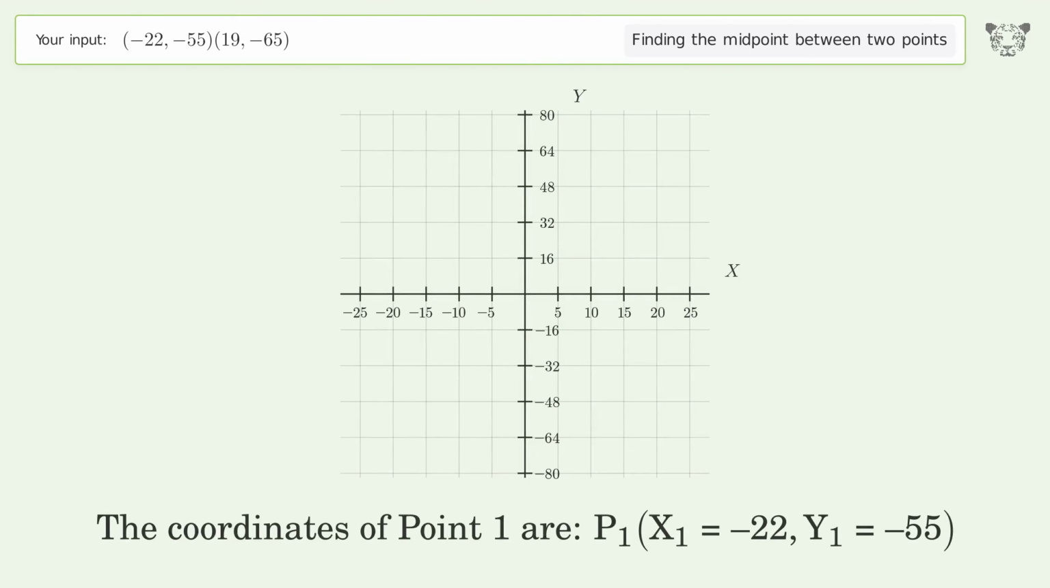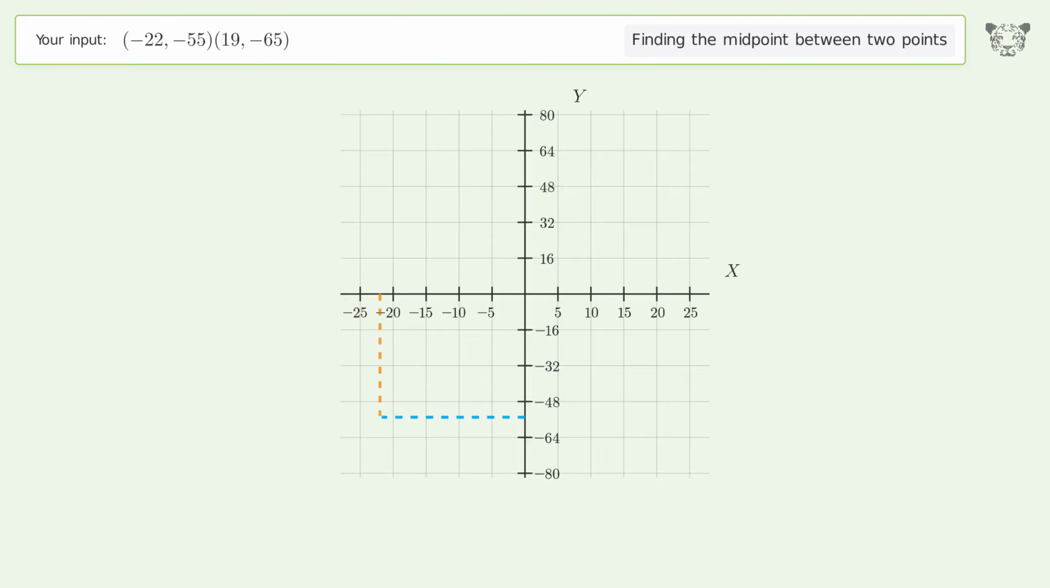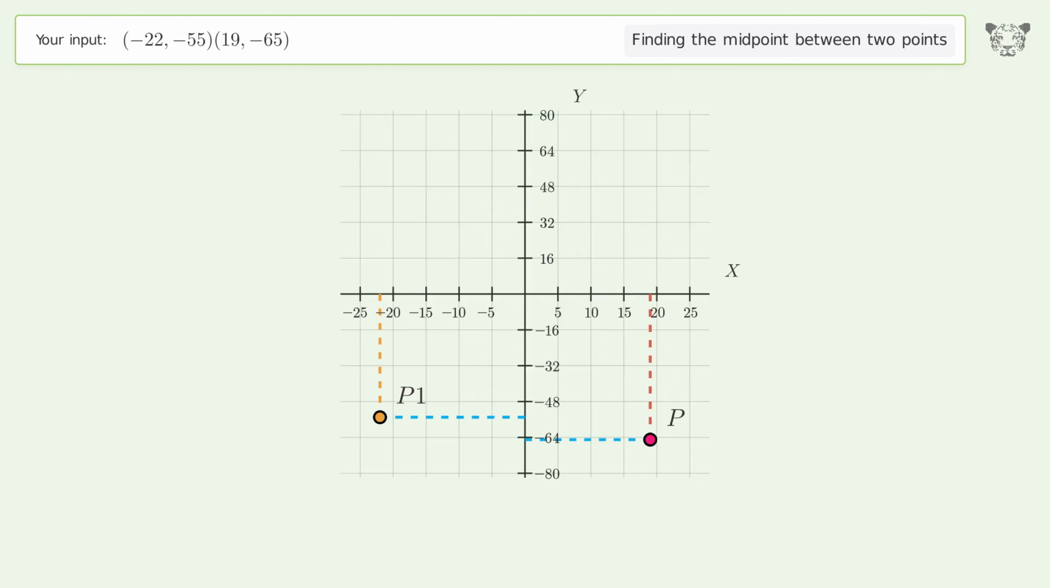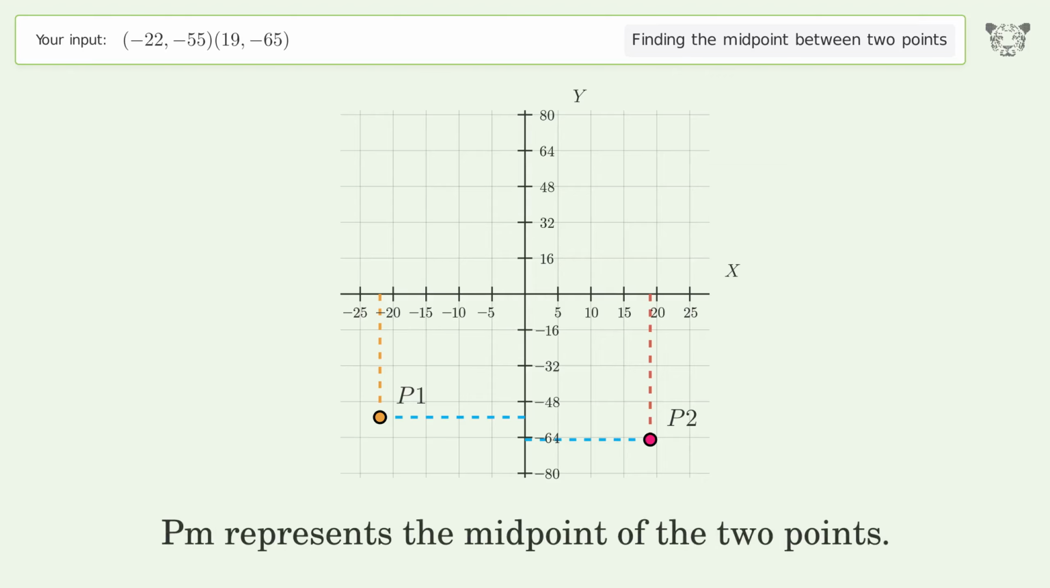The coordinates of point 1 are, x1 equals -22, y1 equals -55. The coordinates of point 2 are, x2 equals 19, y2 equals -65. PM represents the midpoint of the 2 points.